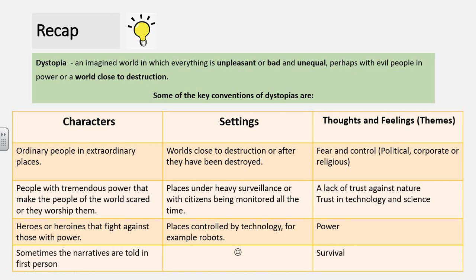Okay. So just to recap, a dystopia is an imagined world in which everything is unpleasant or bad and unequal, perhaps with evil people in power, and it's a world that's close to destruction. So we looked at various conventions or things that we typically think of and associate with dystopias, and I've just listed them down here in a table.